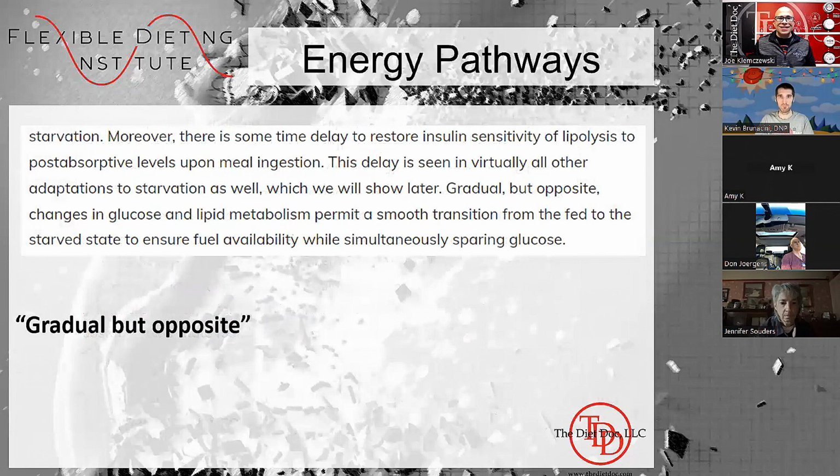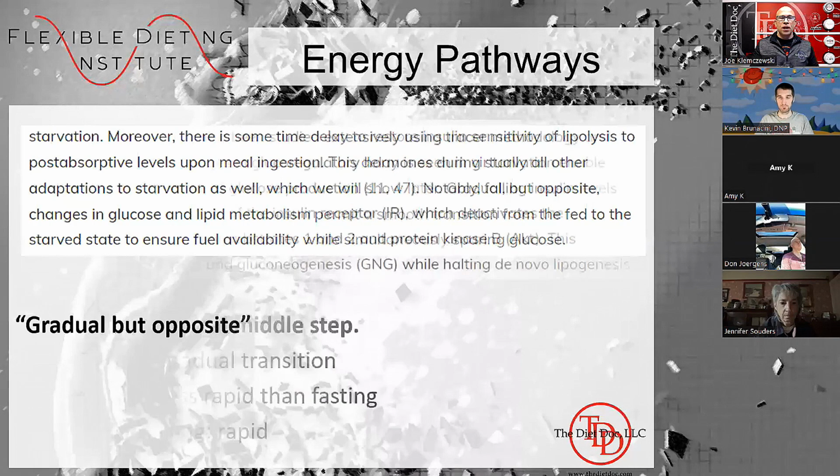So moreover, there is some time delay to restore insulin sensitivity of lipolysis to post-absorptive levels upon meal ingestion. This delay is seen in virtually all other adaptations to starvation as well, which we will show later. Gradual but opposite changes in glucose and lipid metabolism permit a smooth transition from the fed to the starved state to ensure fuel availability while simultaneously sparing glucose. Sparing glucose is also how you spare lean body mass, as they're describing.